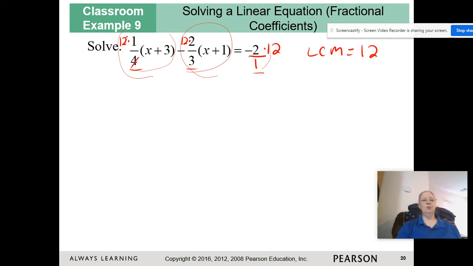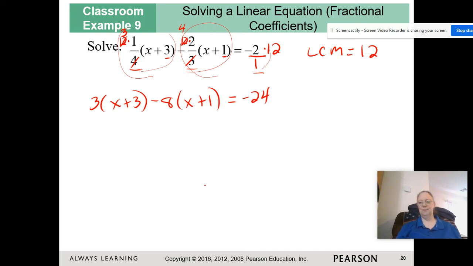So again, you're going to divide by the bottom, multiply the top. Do not distribute yet. Wait to distribute until after you get rid of those fractions. The problem with distributing at the same time is that you tend to mess up getting the second number here. You just tend to mess it up. You're more likely to make an error if you try to do too many things at once.